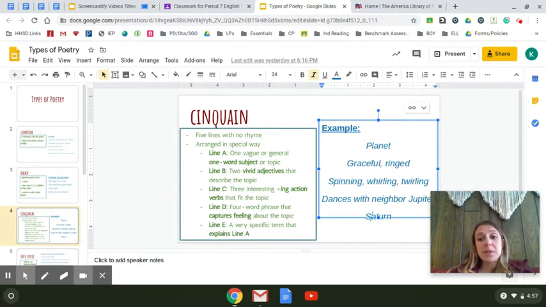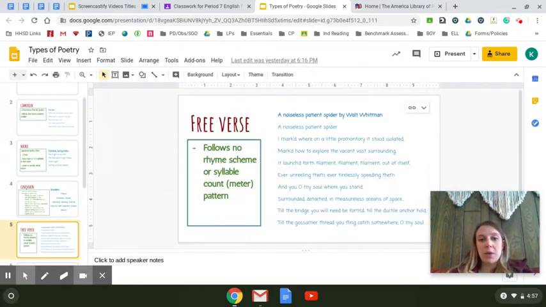Free verse means there's no rules. You can write whatever you want. Again, just make sure that it's less than 20 lines and that it uses appropriate language. Here's an example by Walt Whitman. It's called A Noiseless Patient Spider.